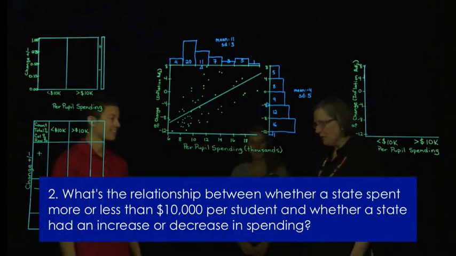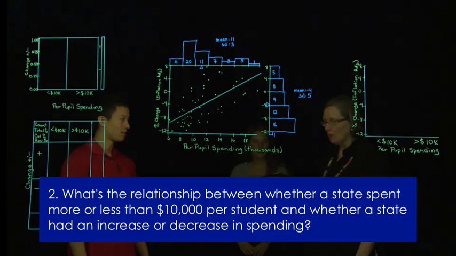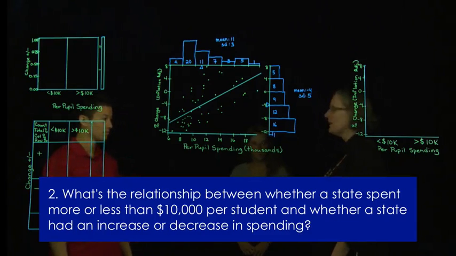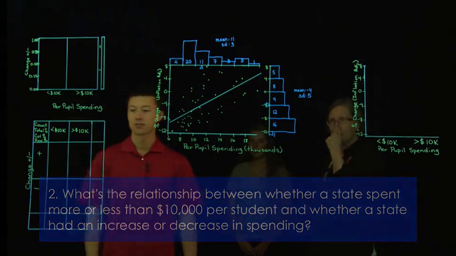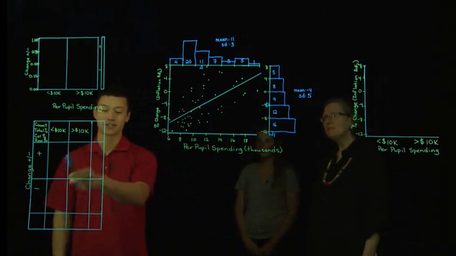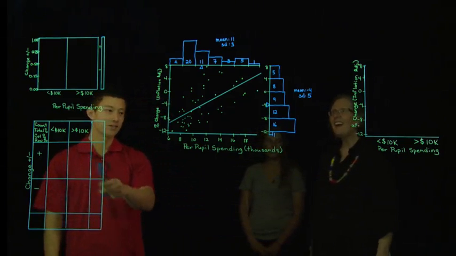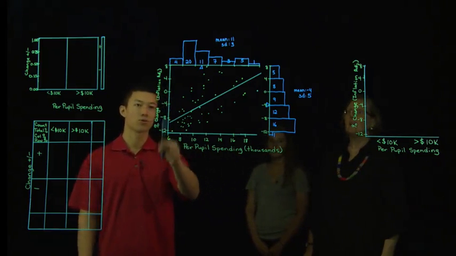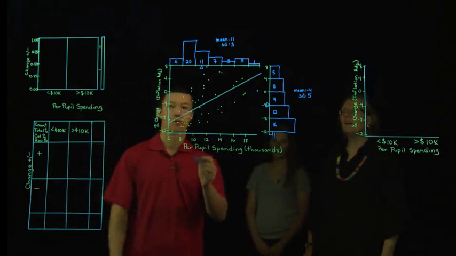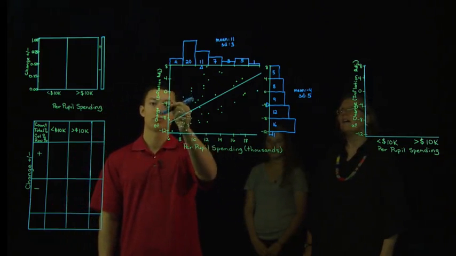What's the relationship between whether a state spent more or less than $10,000 per pupil and whether a state had an increase or decrease in spending? Well, to answer this question, we're going to use our handy contingency table that's here. And because the question's asking us to split two numerical variables into categorical variables, what I'm going to do first is mark the lines on which these variables will be defined.